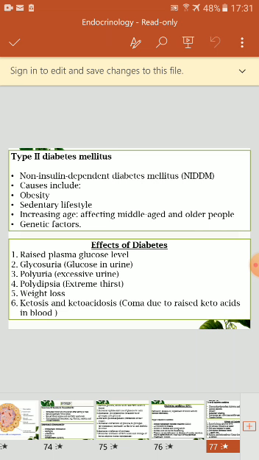These are some effects of diabetes mellitus seen in a person having diabetes. Raised blood glucose level, raised plasma glucose level, there will be glycosuria, glucose present in the urine, polyuria, excessive urination, urge to urinate, polydipsia, extreme thirst, weight loss, ketosis and ketoacidosis, coma. Ketosis and ketoacidosis mean coma due to the raised ketoacids in the blood. So that condition is known as ketosis and ketoacidosis.